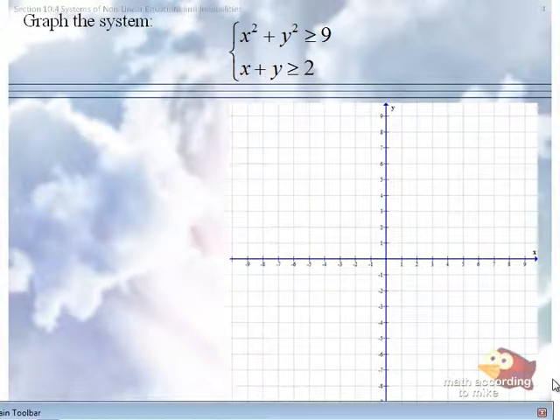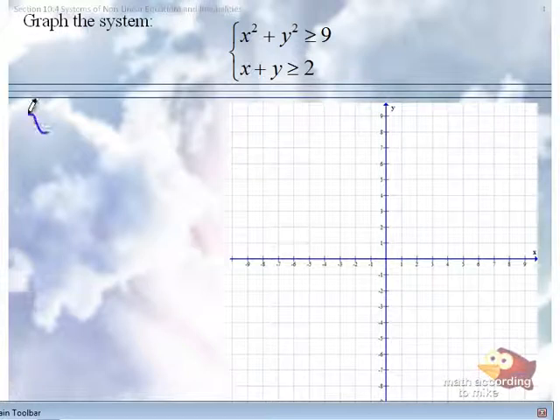Your nonlinear inequalities, not only do you graph the associated equation, you also do some shading. So I'll draw that down. You don't need to go as far as a 9 by 9 in all directions. A 5 by 5 should be sufficient. So the first one we'll do in purple here.